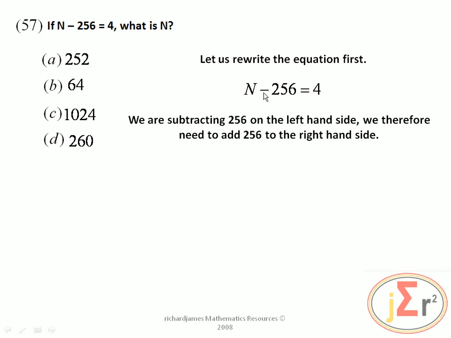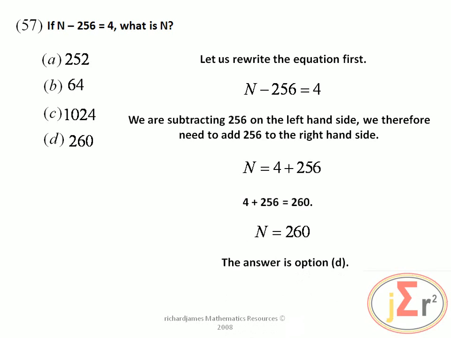Therefore, the operation that we have here is subtraction. So, in eliminating the 256, we will have to do the opposite of subtraction, which is addition. So we need to add 256 to the other side. So n is equal to 4 plus 256, and that is equal to 260. So n is equal to 260. The answer is option D.